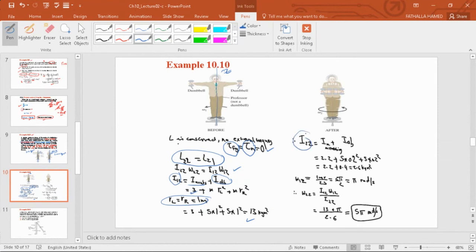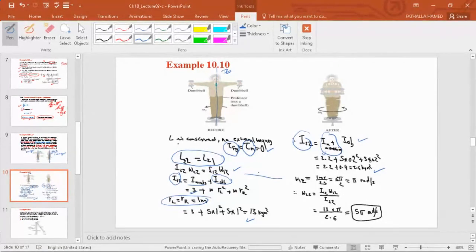Now, when you look at moment of inertia 2, when he brings the arms toward his stomach, it will be the moment of inertia of the professor when the arms are at his stomach, plus the contribution that comes from the dumbbells. So it will be 2.2 for the moment of inertia of the professor, plus 5 times 0.2 squared plus 5 times 0.2 squared, since the dumbbells are 0.2 away from the axis of rotation. That will give you 2.6 kilogram meter squared. So that's your second moment of inertia.